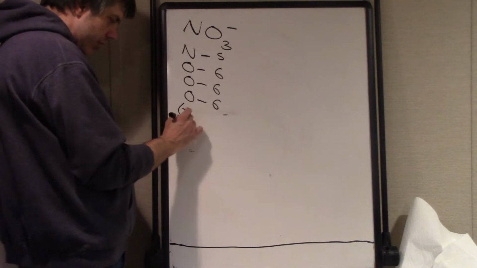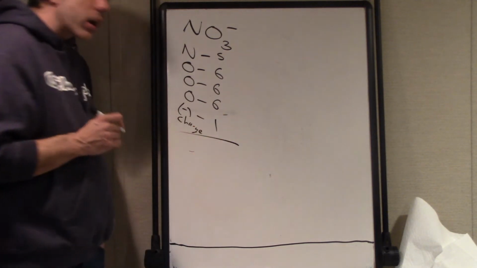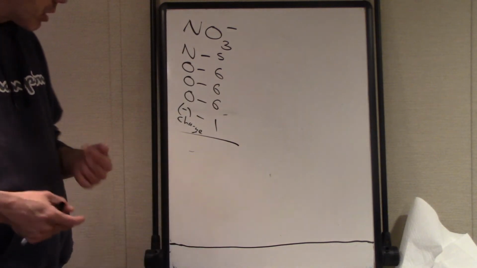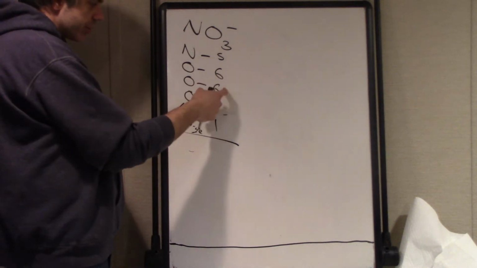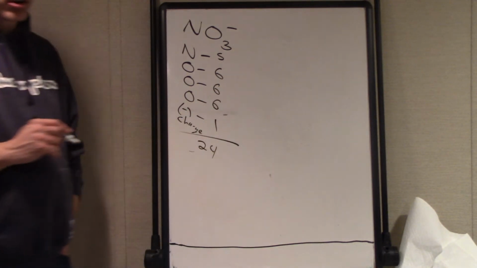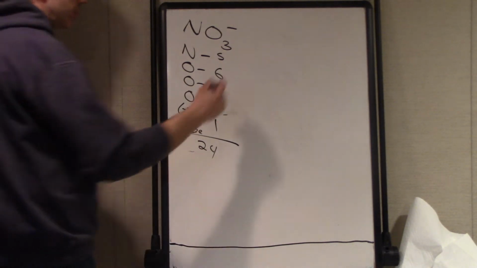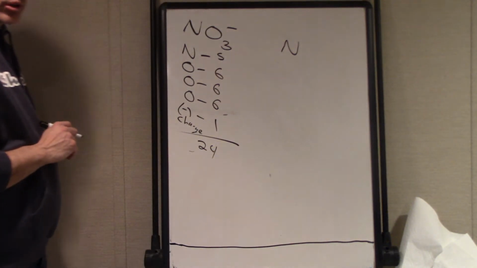That negative charge really means I have 1 more electron than just what the atoms on their own brought to the table. So now I can total these up. 6, 12, 18, I'm looking at 24 valence electrons. Just like anything else, determine the central atom. Usually it's the first one listed.